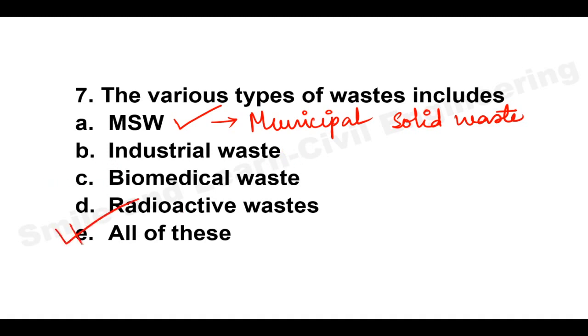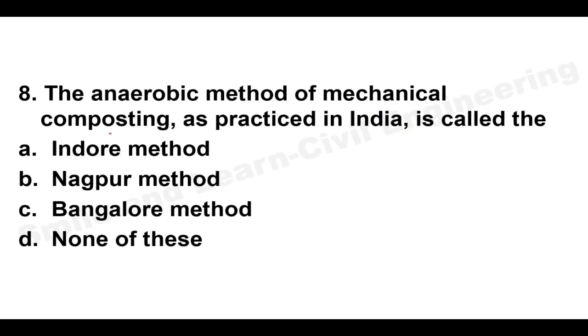So the correct answer is option E, all of these. All of these are different types of wastes present in our society or present on the earth's surface, right? Next question: the aerobic method of mechanical composting as practiced in India is called the.